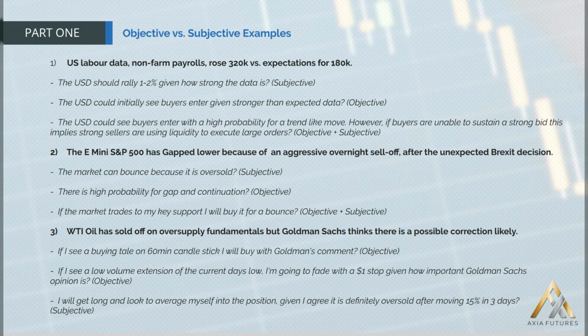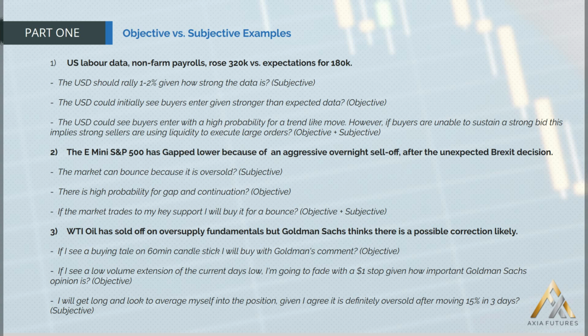So, our first statement: the market can bounce because it's oversold. Can it bounce? Should it bounce? Okay, the market can do anything, guys. Right? Is that an objective or a subjective statement? It's very much subjective. It's opinionated. The market can bounce because it's oversold. How do you know what's oversold? Okay, these are the kind of questions you want to be asking yourself.